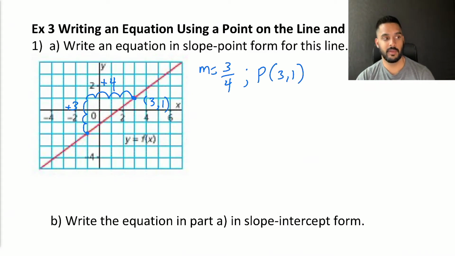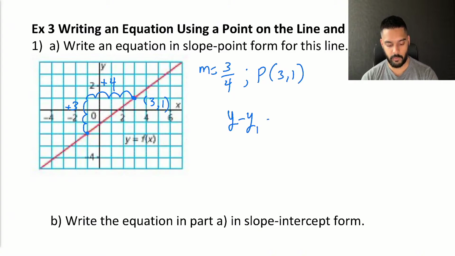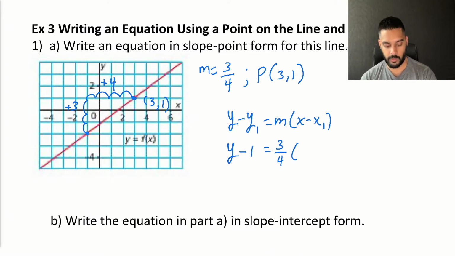So I have enough to do slope point form. Again, that formula is y minus y1 equals m times x minus x1. So we have enough. So we plug in all of our information. This will turn into y minus 1 equals 3 over 4 times x minus 3. And remember, even though my coordinates were positive, the equation has minus signs built into it. So I'm really subtracting my y coordinate of 1 and the x coordinate of 3. So it looks like they're negative, but the coordinates are actually positive.